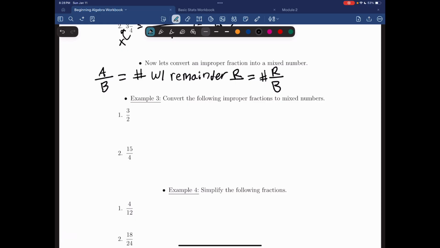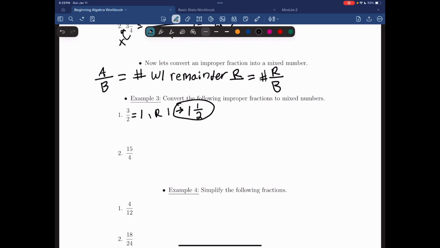Okay, looking at our first example, we have 3/2. So to do this, we're going to have to ask ourselves, how many times does 2 go into 3? Well, 2 only goes into 3 once. So we're going to have 1, but the thing is we still have 1 left over because 2 is 1 less than 3. So we're going to have a remainder of 1. So what that looks like as a mixed number is we're going to have 1, and then our remainder is 1, so we're going to do 1 over 2. And that's your mixed number, 1 and 1/2.